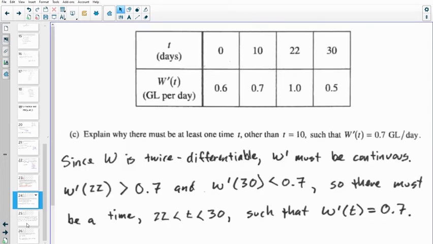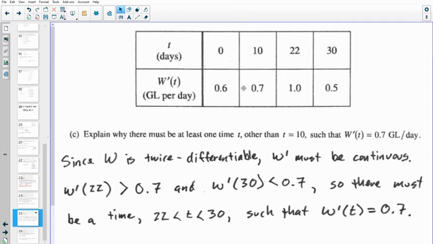Part C. Explain why there has to be a time other than at time equals 10 such that the rate that the tank is filling is 0.7. So at time equals 10, it's filling at 0.7 gigaliters per day. Why must it be that it happens some other time?